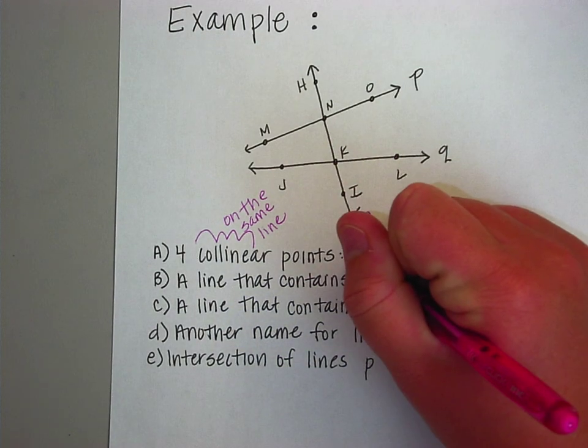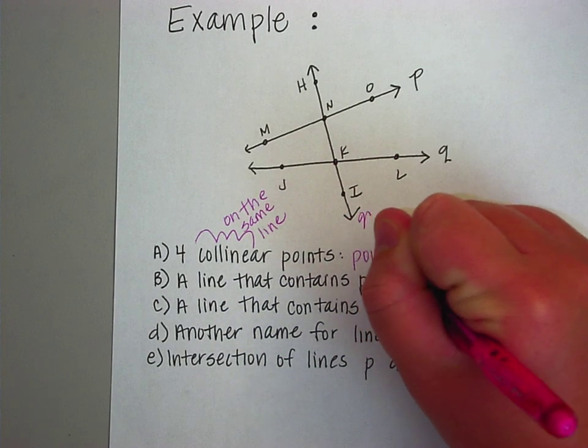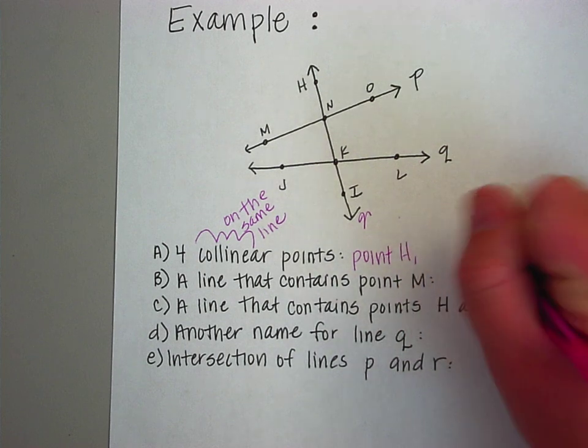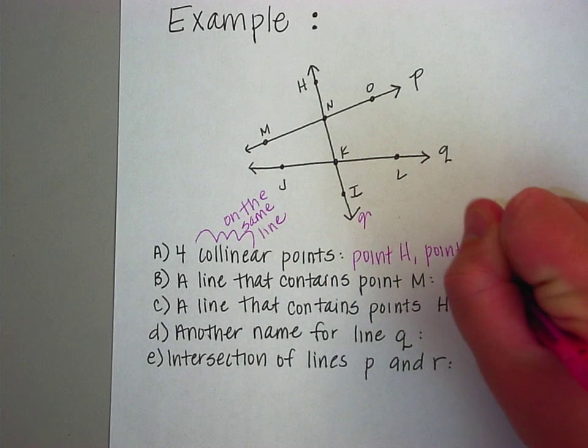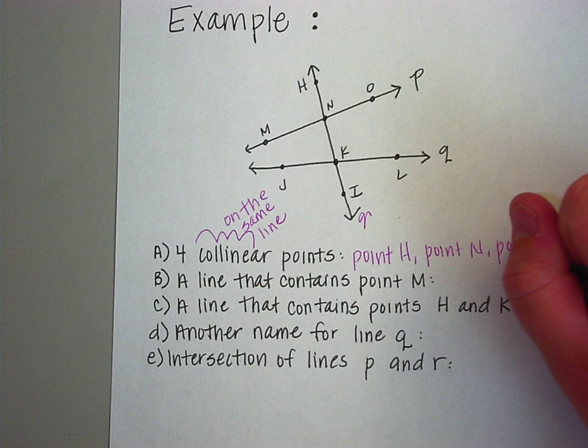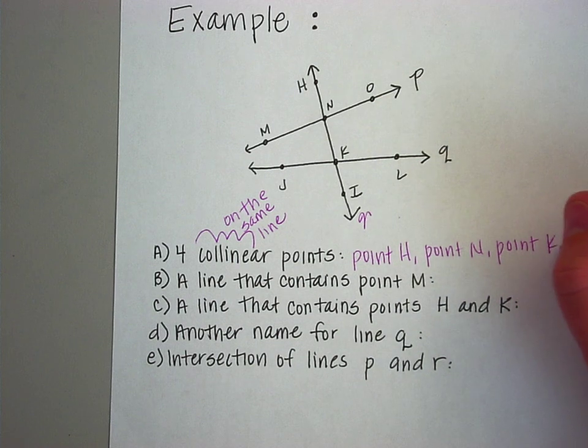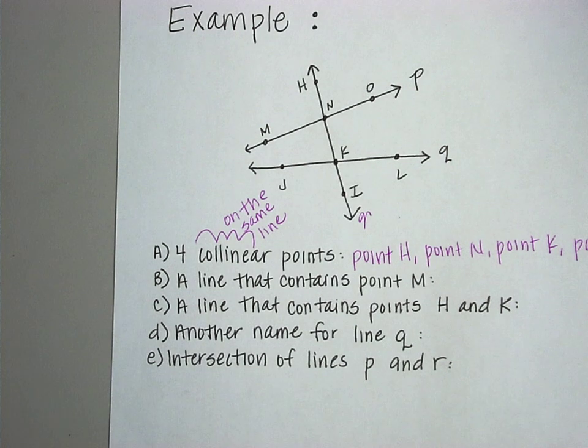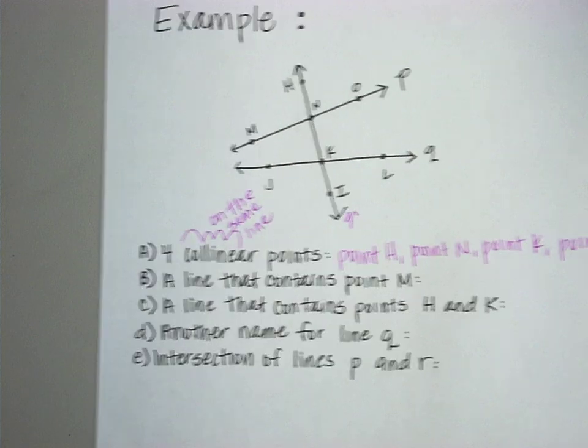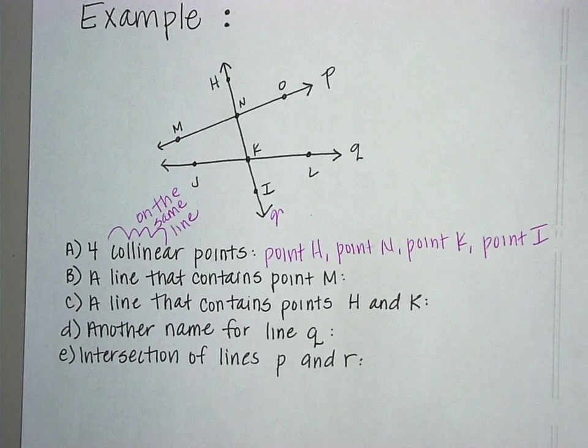I'm going to write points. Point H, point N, point K, and point I. Oops, I'm so sorry. There we go.